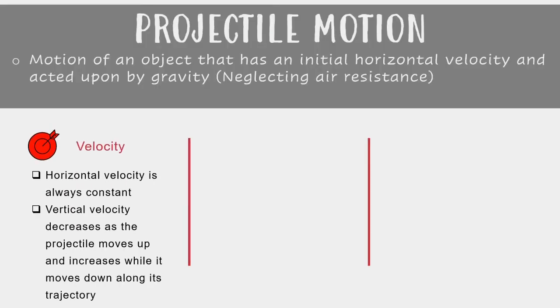Projectile motion is the motion of an object that has an initial horizontal velocity and is acted upon by gravity, neglecting air resistance. Horizontal velocity is always constant. Vertical velocity decreases as the projectile moves up and increases while it moves down along its trajectory.